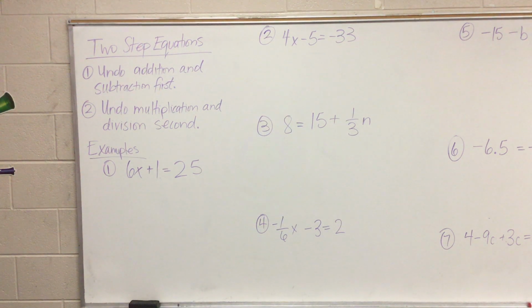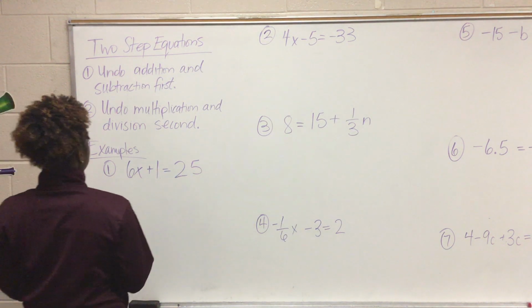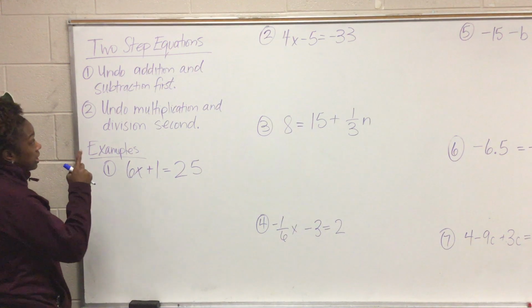Alright, so today we're moving from one-step equations to two-step equations. The first thing you want to do when we're solving a two-step equation is undo addition and subtraction first. Then you want to undo multiplication and division second.